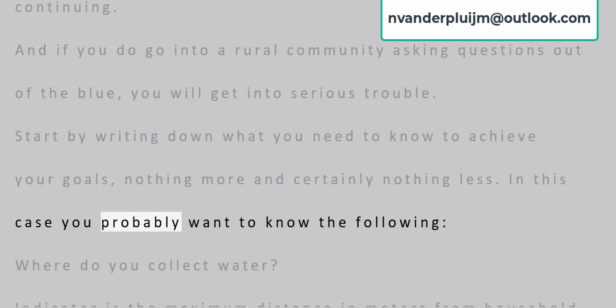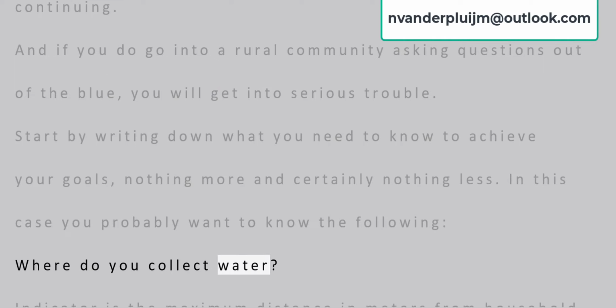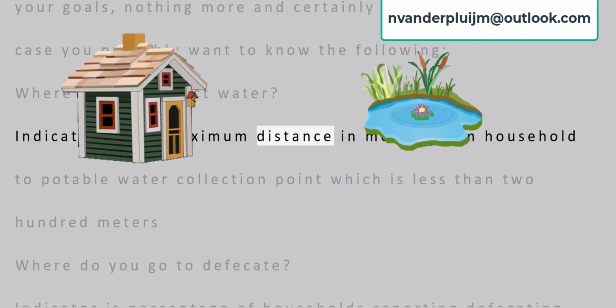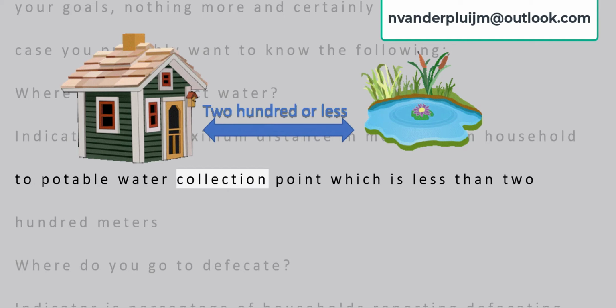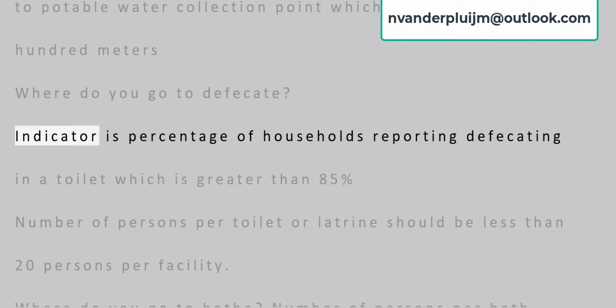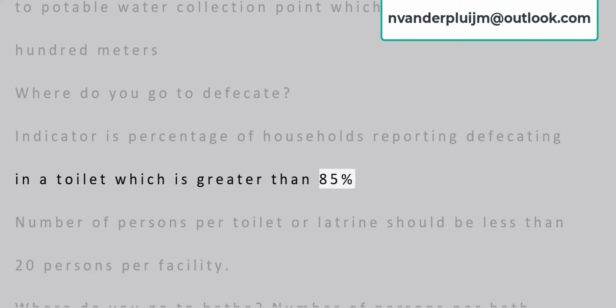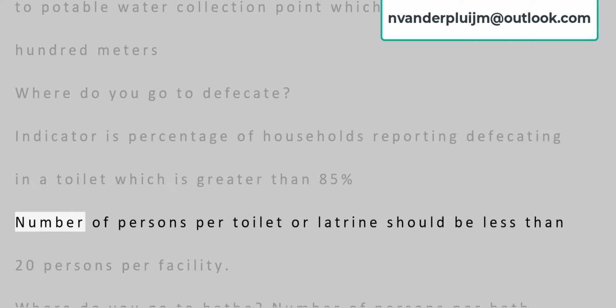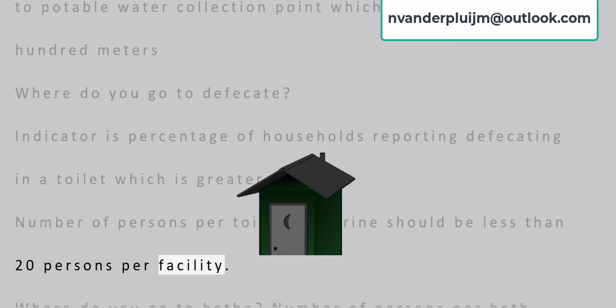In this case, you probably want to know the following. Where do you collect water? Indicator is the maximum distance in meters from household to potable water collection point, which is less than 200 meters. Where do you go to defecate? Indicator is percentage of households reporting defecating in a toilet, which is greater than 85%. Number of persons per toilet or latrine should be less than 20 persons per facility.